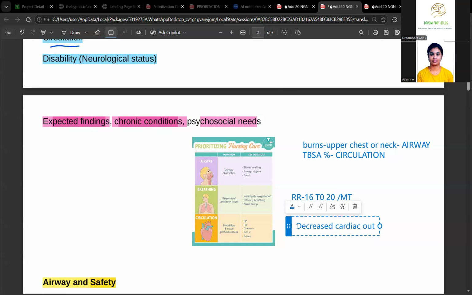Decreased cardiac output can lead to what? It can lead to shock. How? Hypovolemia, then it can lead to hypovolemic shock. That means, ABC, I believe you got clarity on how we can categorize whether it is an airway problem, a breathing problem, or a circulatory problem.